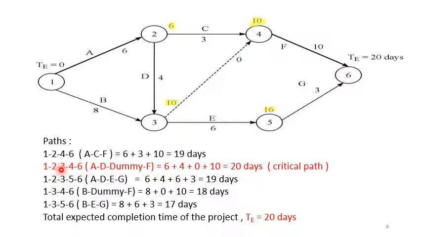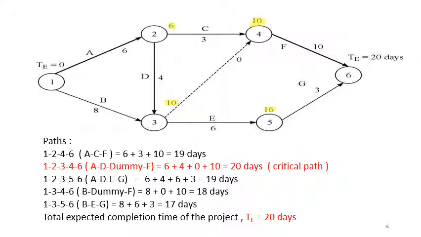The maximum time corresponds to the path 1, 2, 3, 4, 6 or A, D, dummy, F. So hence it's the maximum here. This is the minimum time required to complete the project. The maximum amongst these paths is the minimum time required to complete the project. Hence it is the critical path. All activities coming in this particular path are critical activities, and the total expected time of completion is 6 plus 4, 10, 10 plus 0 plus 10, 20 days.